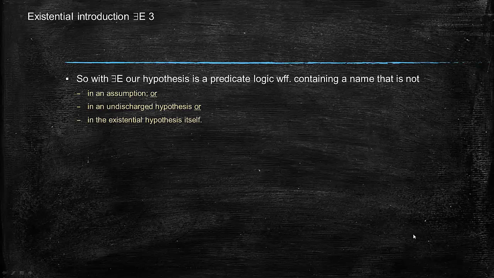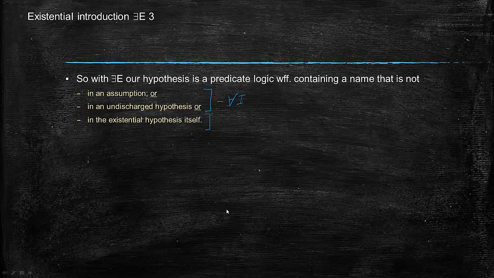So, more formally, with existential elimination, our hypothesis is going to be a predicate logic wff containing some name that is not in an assumption or in an undischarged hypothesis or in the existential hypothesis itself. Now, we're already used to the first two restrictions because those restrictions we encountered with universal introduction, right? And this restriction comes as a result of the fact that existential elimination is a hypothetical rule. So what these restrictions do is they essentially preserve the anonymity of Dwid. They make us pick a name that isn't already in our proof.